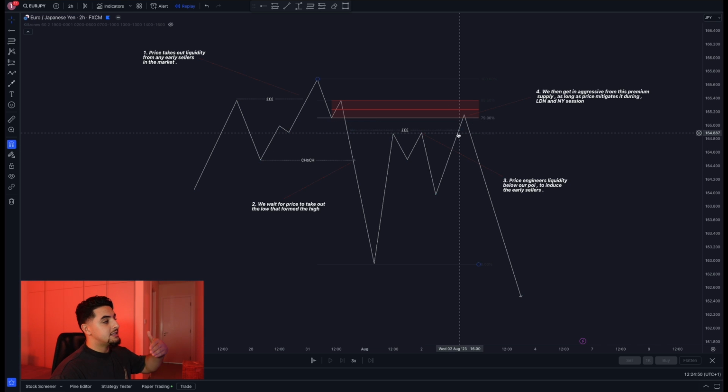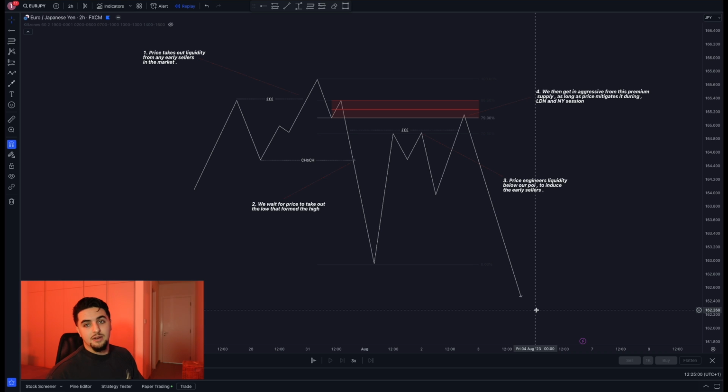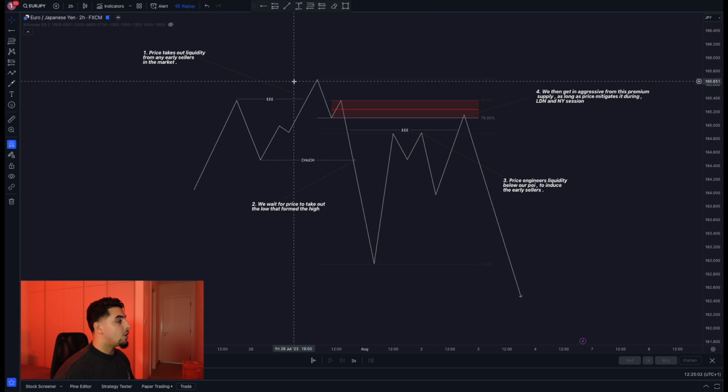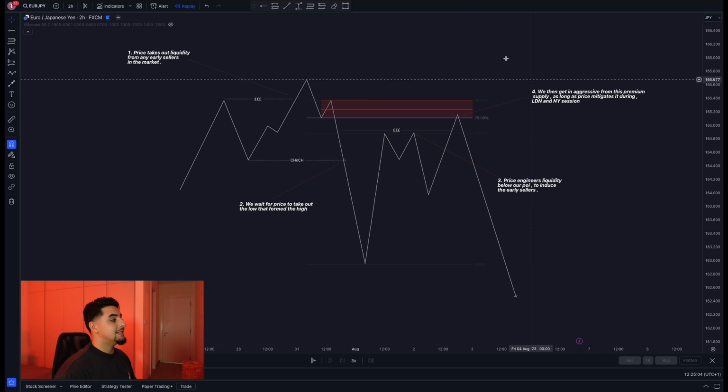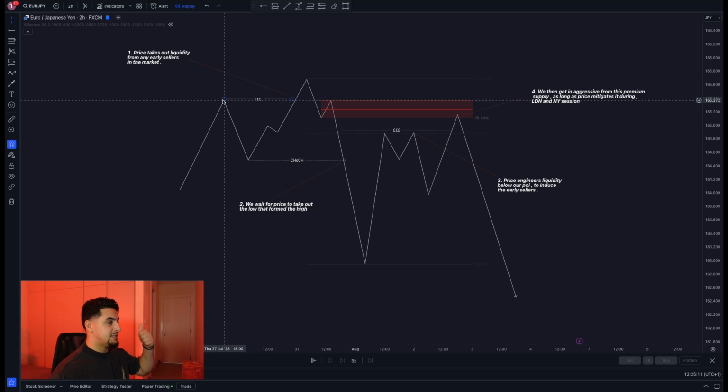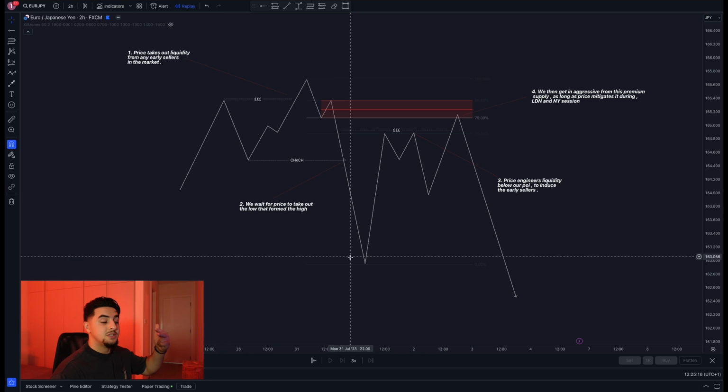This then fuels the move. Price then mitigates into our premium, and this is when we aggressively sell off our zone into some lower levels. So these are the confluences that we need, and this is the exact entry model that I always look for when going in aggressive off of my trades. 1, price must take out previous structure. 2, it must take out the low that formed the high. This confirms the change in sentiment. Then we must identify our most premium area of supply.